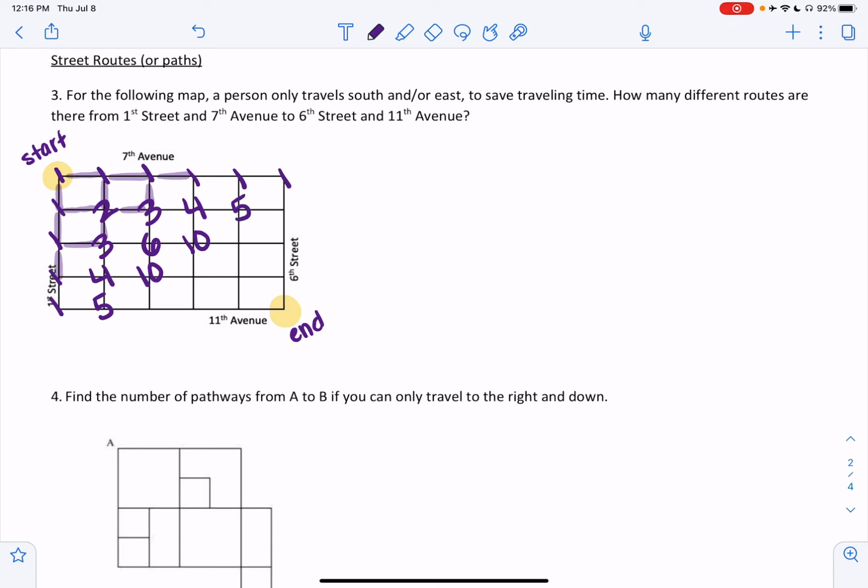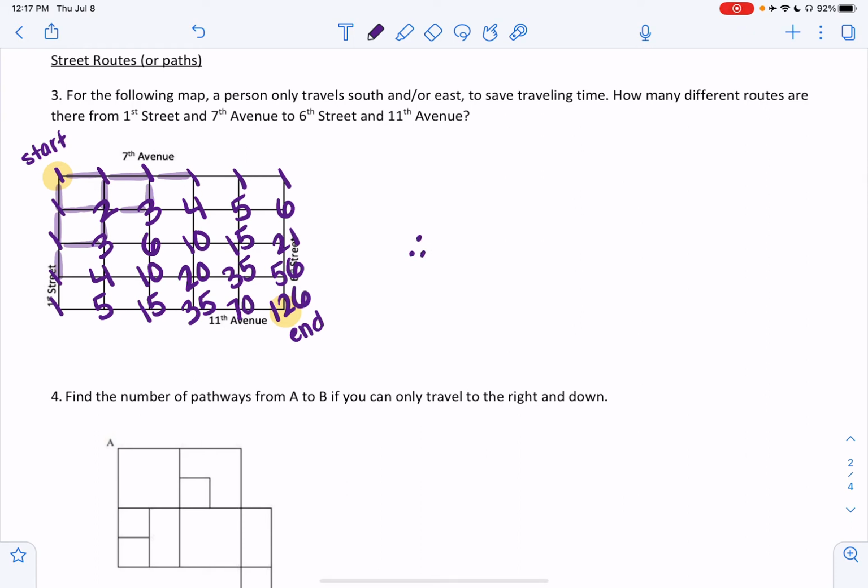And a 1. Then 5 plus 10, 15. 10 plus 10 is 20. 10 plus 5 is 15. 5 plus 1 is 6. Then 15 plus 20 is 35. 15 plus 6 is 21. And we're almost done. 35 plus 35 is 70. 35 plus 21 is 56. And our final stop, 70 plus 56 is 126.